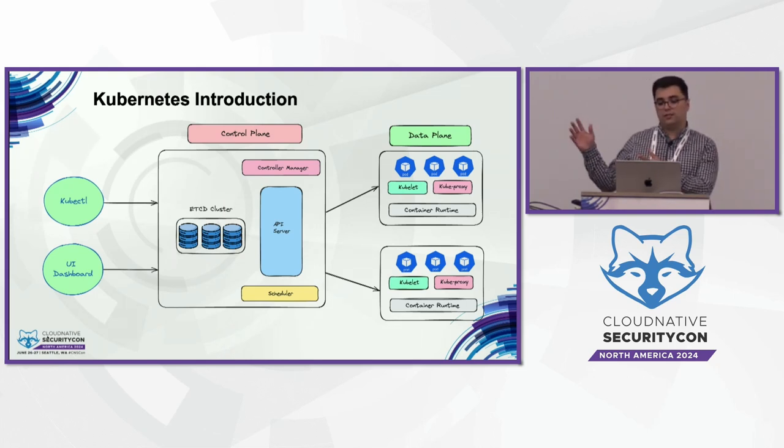And on the right, on my slide, you have also a data plane. The data plane is the part where you have the Kubernetes node. And we have three main components. In this case, we have the kubelet, the kubeproxy, and the container runtime. I hope it's good for everyone.